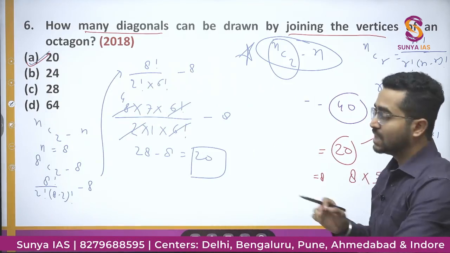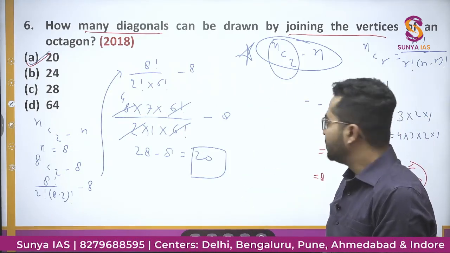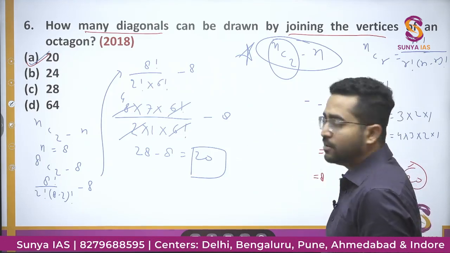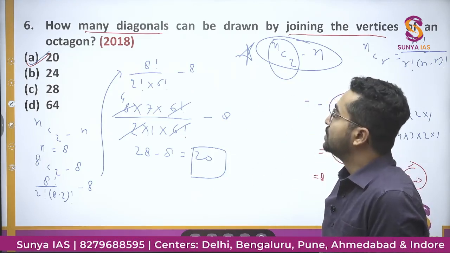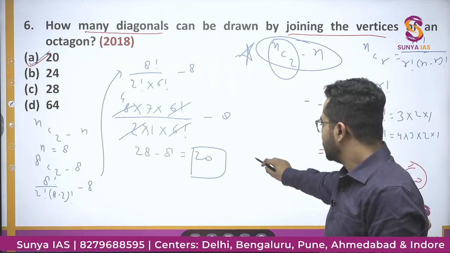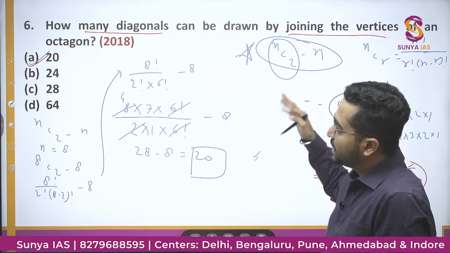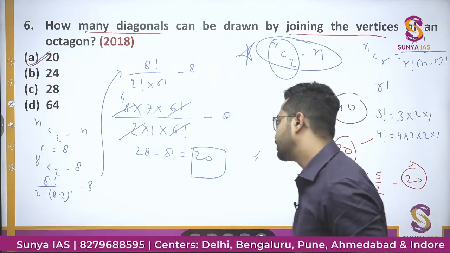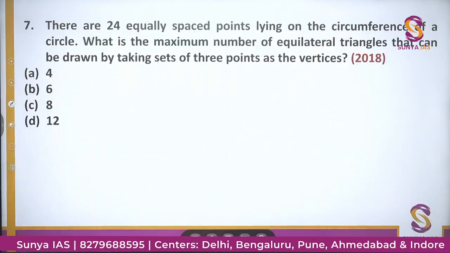And you can get the answer of this question from three different methods. The first one is analytical, how you count. The second is very easy, the n into (n minus 3) by 2 formula. And the third is the permutation combination formula. Okay? You can remember these two formulas as well. If such a question is asked again, you can directly use the formula. Okay, now we will move on to the next question.